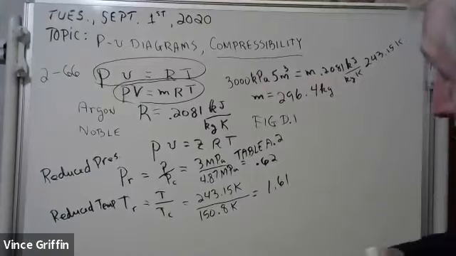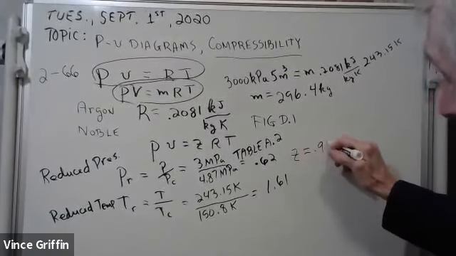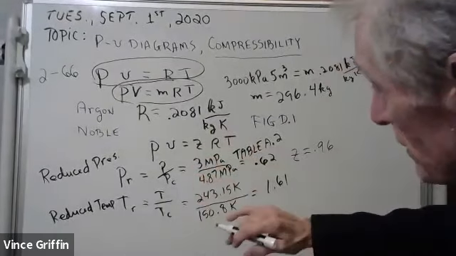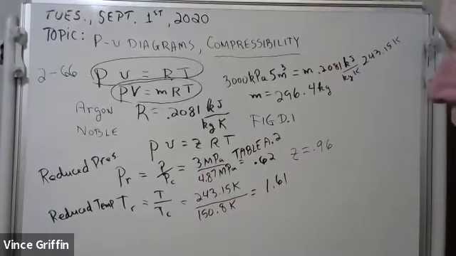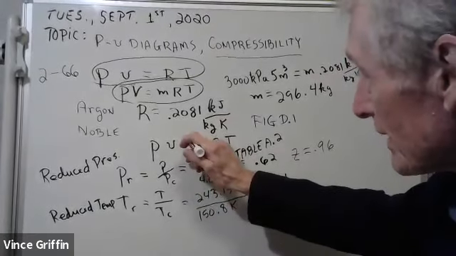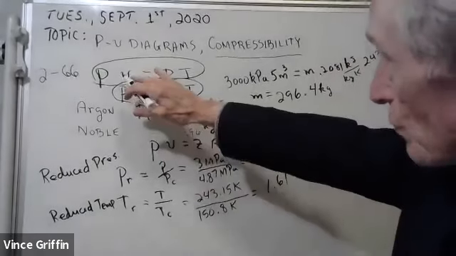So the Z from that graph, I told you it's close to 1, is 0.96. Now we're going to get the specific volume, but this time we're going to plug in 0.96 instead of a 1. See, there's a 1 right here. See it?